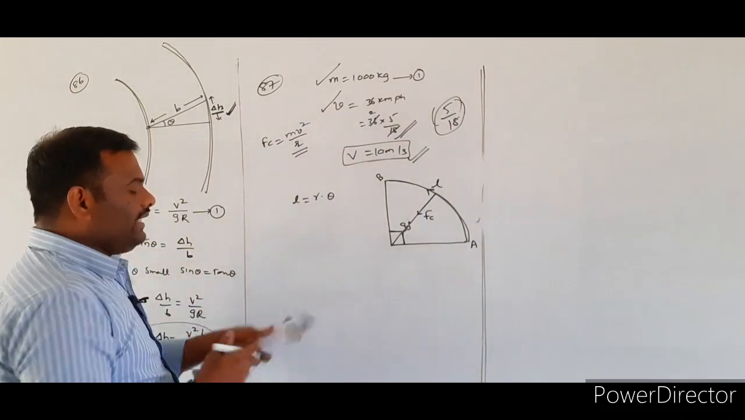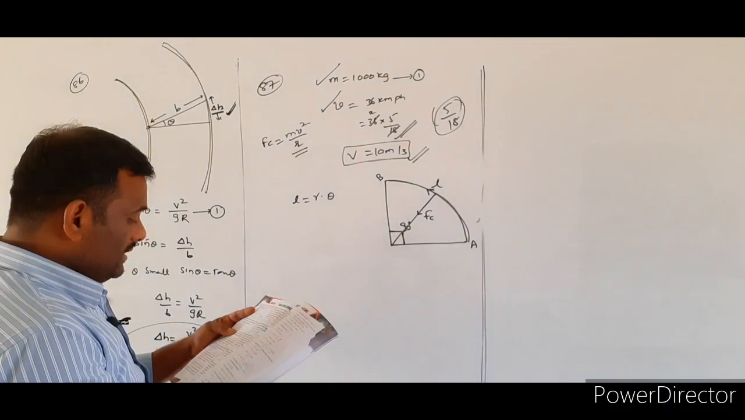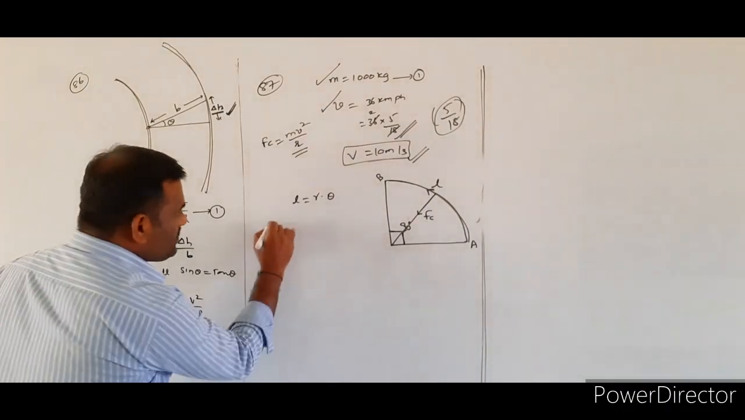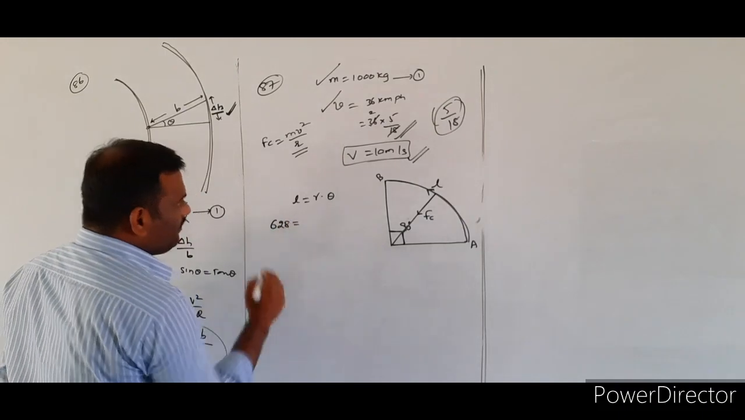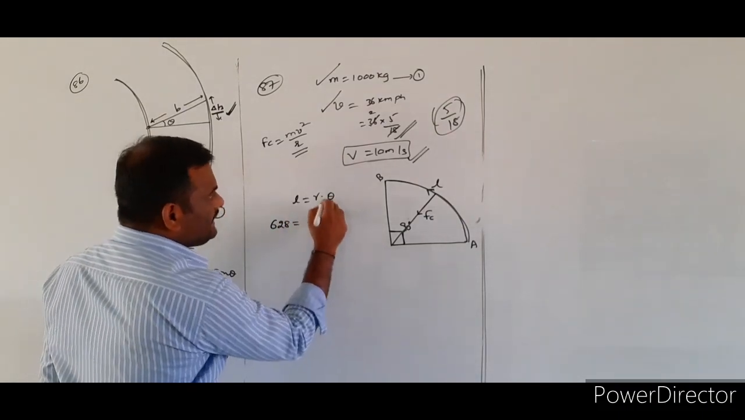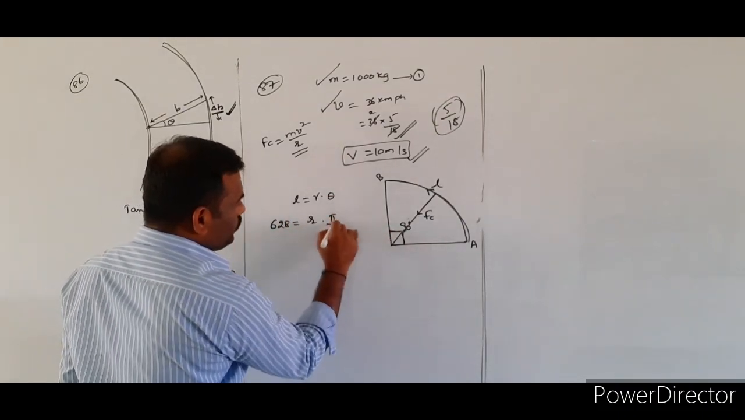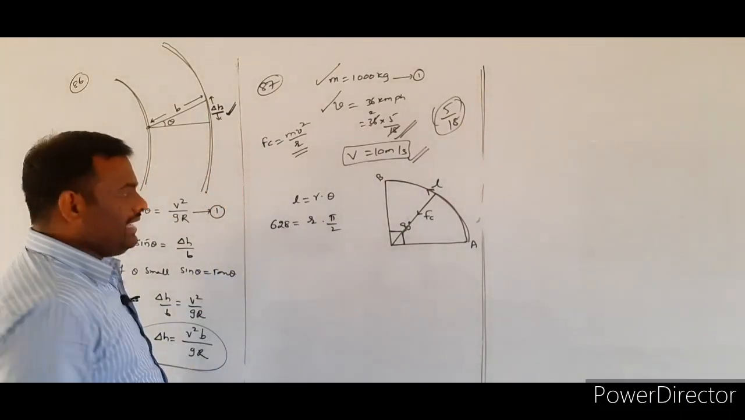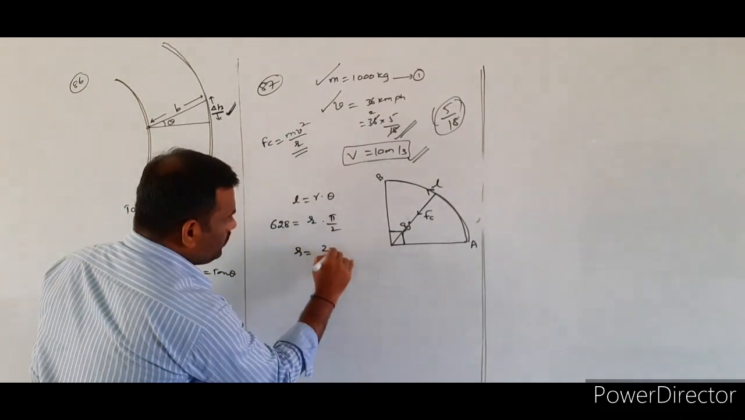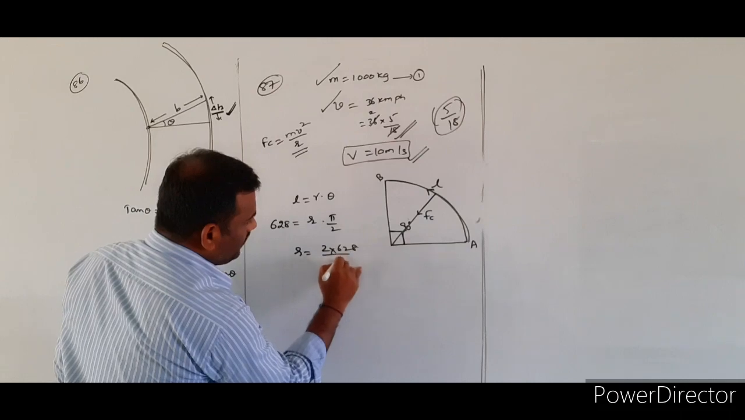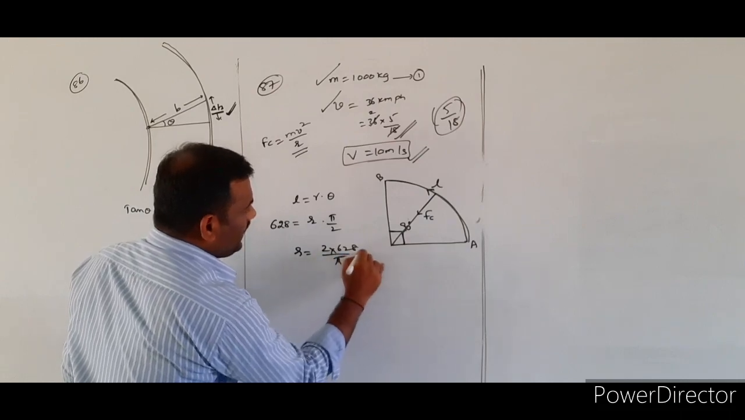What is the L value here? L is equal to 628 meters. The r value we need. Theta value is equal to pi by 2. So r is equal to 2 into 628 by pi.